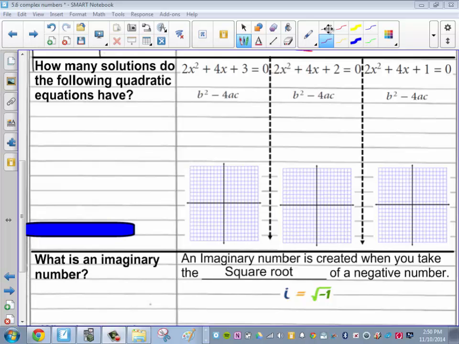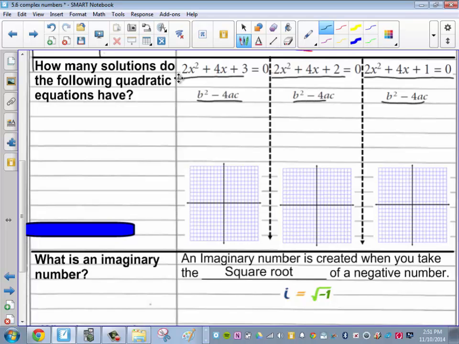Okay, so this one we got three different quadratic formulas up here. I have this one, and this one, and we just want to figure out how many solutions there are to these three different quadratics. So we're going to be using this discriminant in each of these.